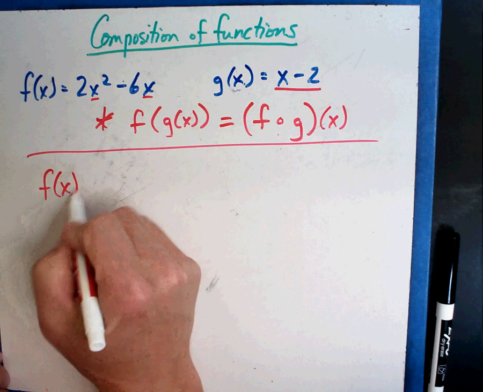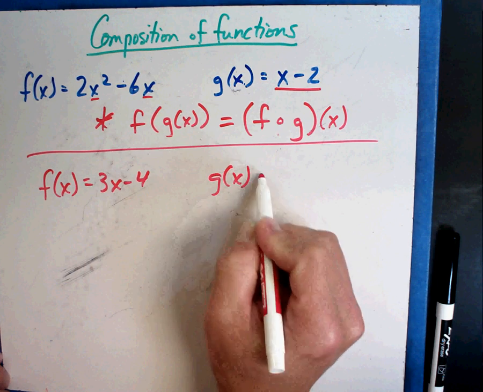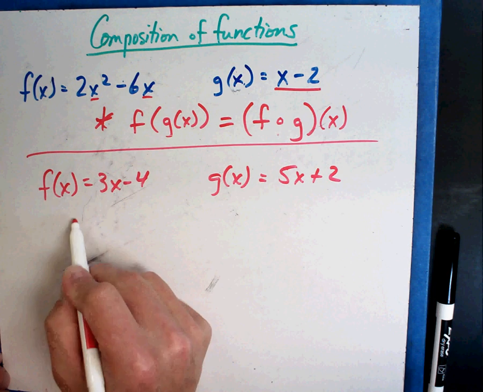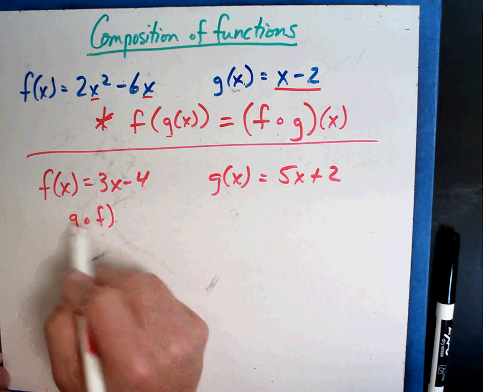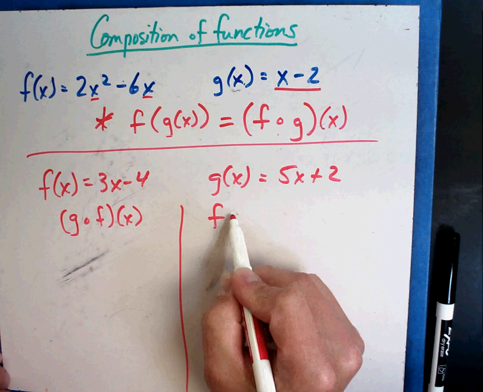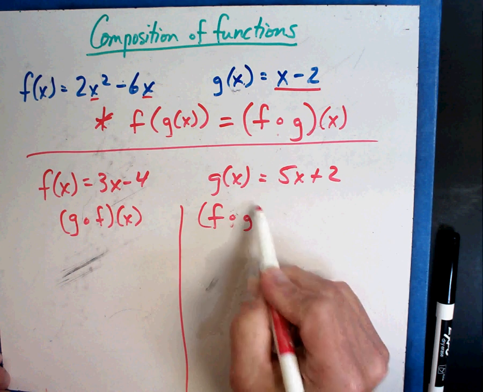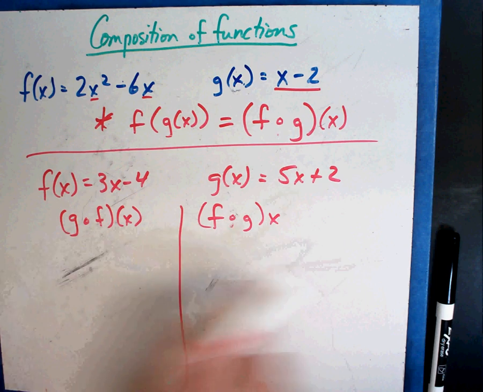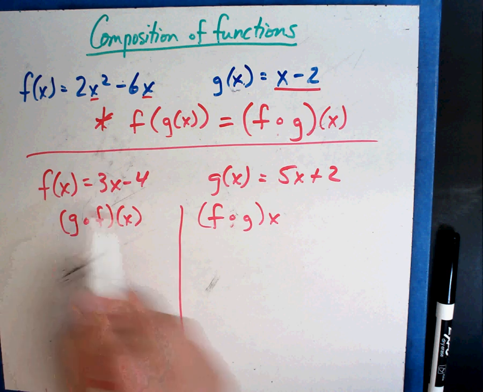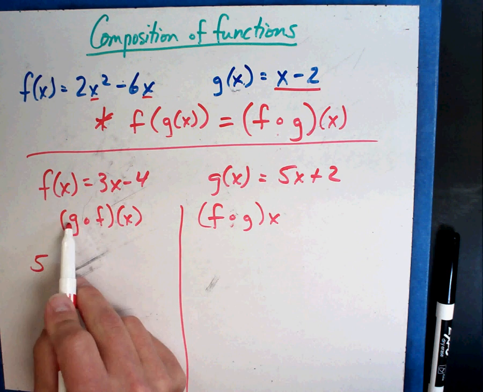Totally different one. F of x equals 3x minus 4 and g of x equals 5x plus 2. And let's compare that compared to, I'll make that an open circle. So let's answer these two. So we're going to put this function into that one. So this goes into this.